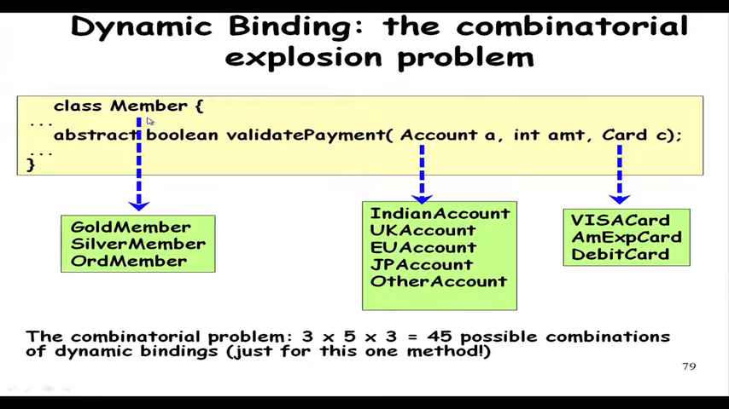Now, when we invoke the function member dot validate payment, the account and the card can also get bound to any of these. So, there are 3 here and there are 5 here and then there are 3 here. So, we have 45 possible combinations to test, and we might have more parameters here, and the number of test cases can blow up. One possibility is that we might try pairwise testing.